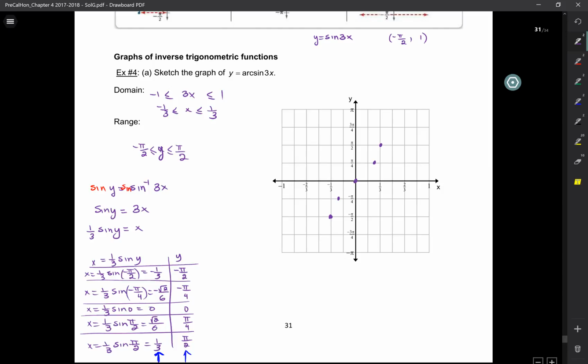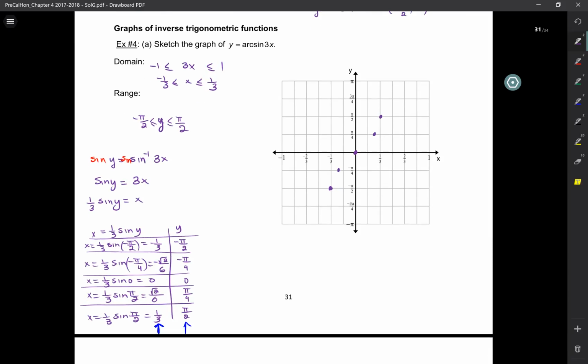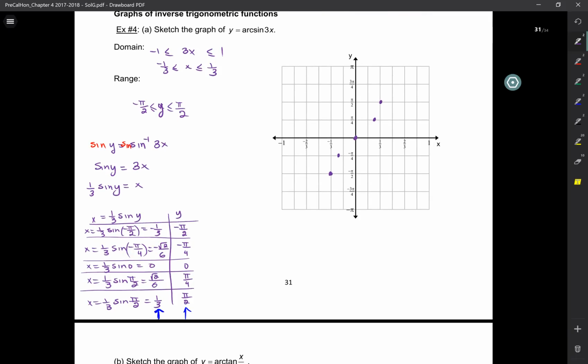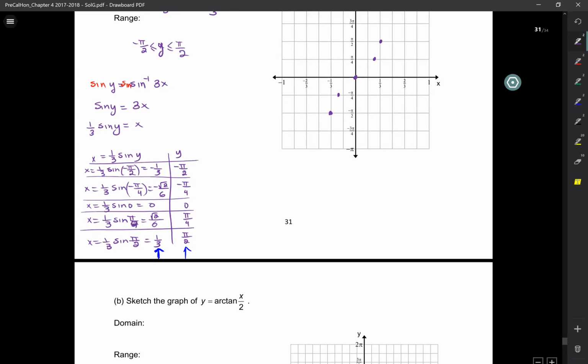I think that one of the points is wrong. You did pi over 2 twice. One is negative pi over 2, one is pi over 2. No, where it should have been pi over 4, you did pi over 2. Oh, I wrote pi over 2, but it's pi over 4.